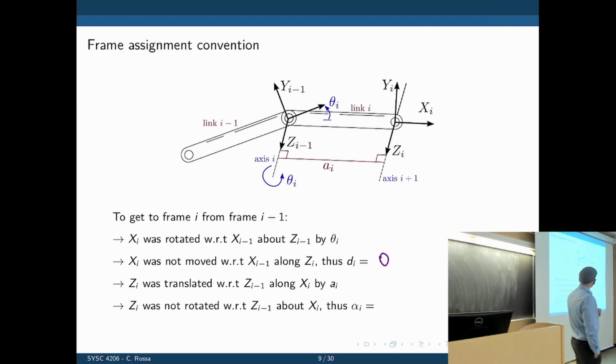All right, so here we have the frames we assigned before. Now let's try to describe one frame with respect to another. So the second frame here, let's give these numbers because otherwise it becomes too complicated. So this is frame 2, and this would be frame 1, theta 2.